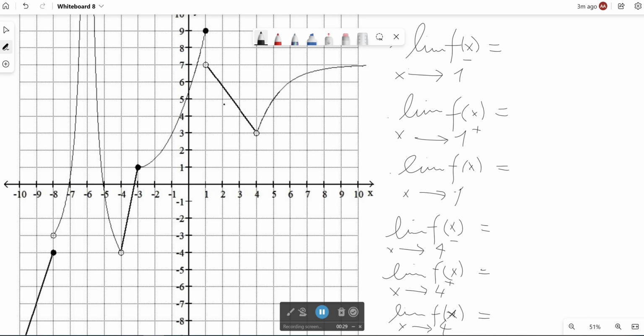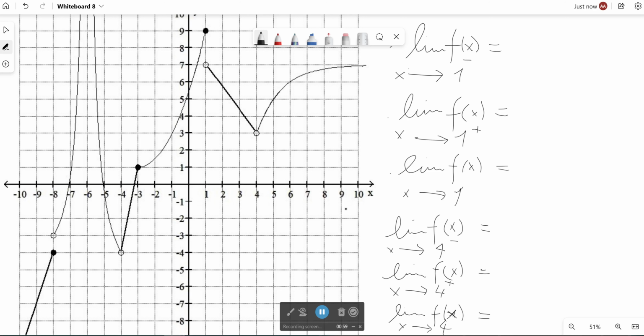So here we have this graph. It's a piecewise function, and we have to focus on the limits as x approaches 1 and as x approaches 4. So this is x equals 1. Let's start with the first one. It's asking for the limit of f of x as x approaches 1 from the left.